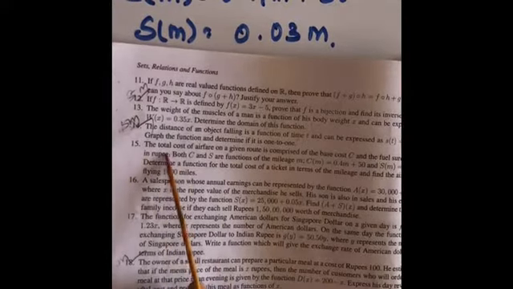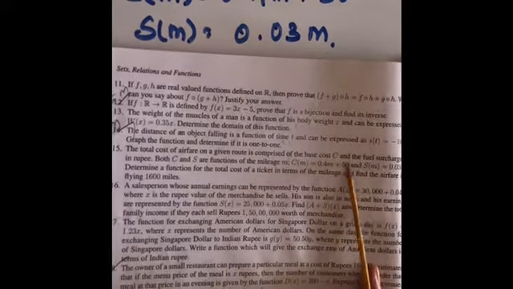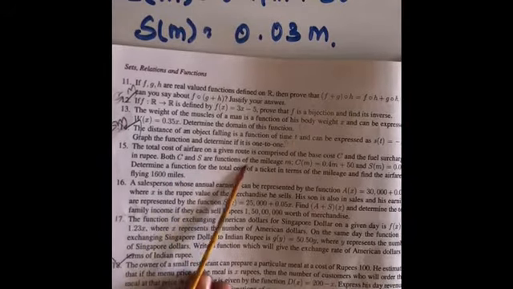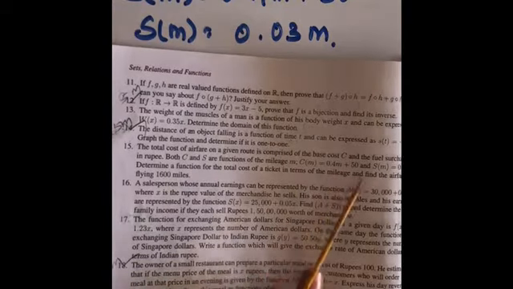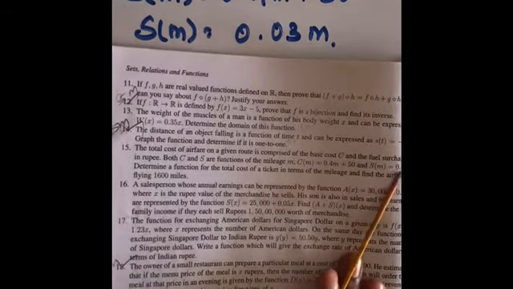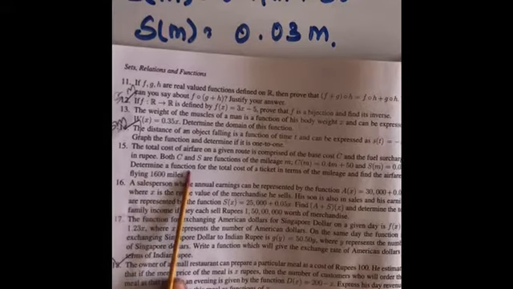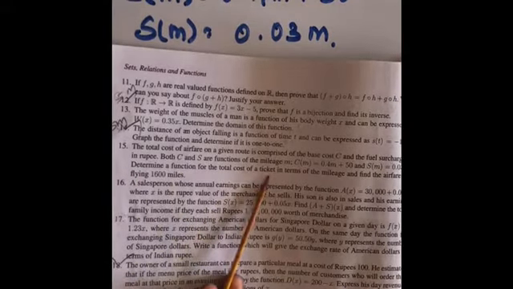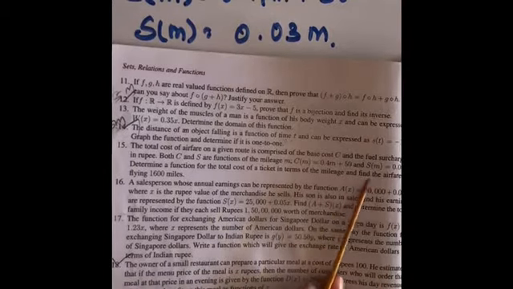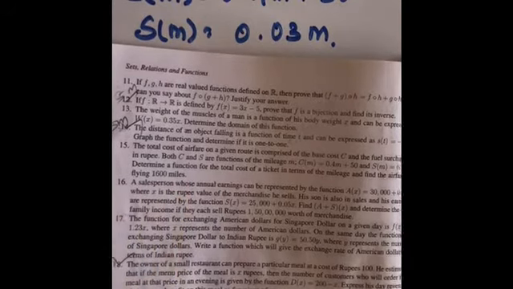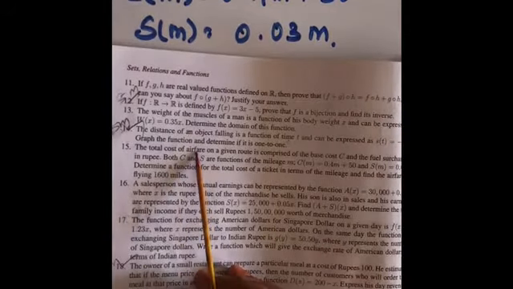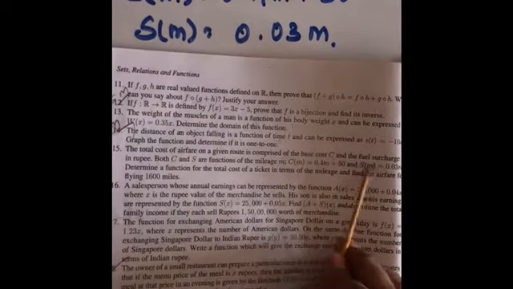15th one, the total cost of airfare on a given route is comprised of the base cost C and the fuel surcharge S in rupees. Both C and S are functions of the mileage M. C of M is equal to 0.4 M plus 50 and S of M is equal to 0.03 M. Determine a function for the total cost of a ticket in terms of the mileage and find the airfare for flying 1600 miles. Okay, so C is the cost of the airfare and S is the fuel surcharge.